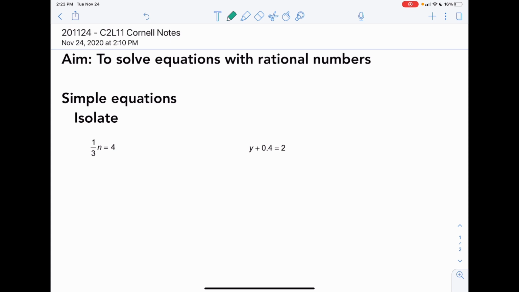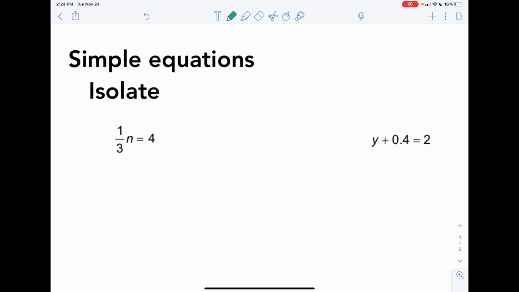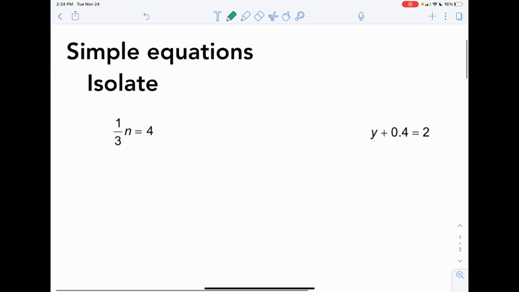Let's have a look at this one. 1/3 n is equal to 4. In order to isolate n here, the only thing that's in our way is the 1/3, so we're going to use inverse operations, and we're going to multiply both sides by 3 over 1. That's going to cancel the 1/3, which is a division of 1 by 3, so we multiply by 3 over 1. Cancel, cancel.